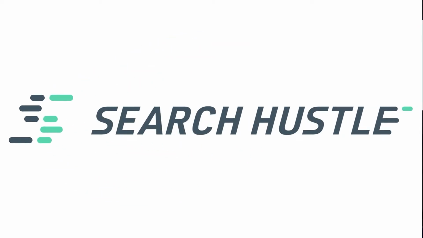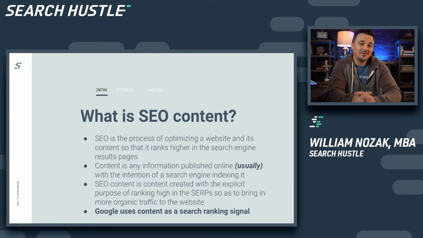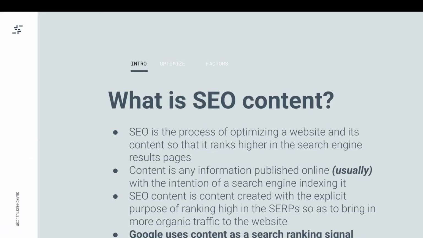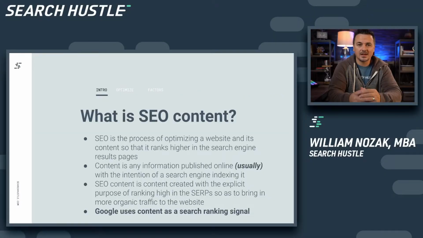What is SEO content? Maybe you're thinking, what is SEO? What is content? So let's look at some things. SEO is the process of optimizing a website and its content so that it ranks higher in the search engine result pages. Content, these are pages, these are posts, categories, tags, products. Everything that's a piece of content on your website is something that hypothetically could be optimized for the search engines.